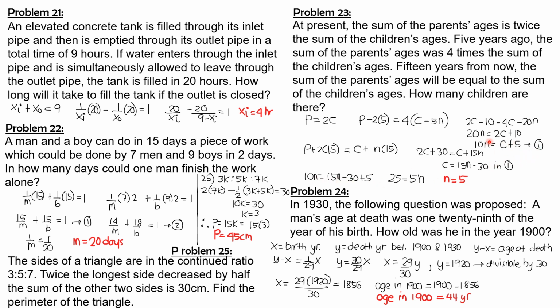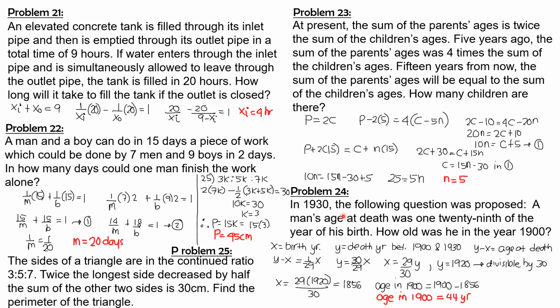So 10n equals C, and C is 15n minus 30, and plus 5. So 30 minus 5 is 25, 15n minus 10n is 5n. Solving for n is 25 over 5, so n is 5.